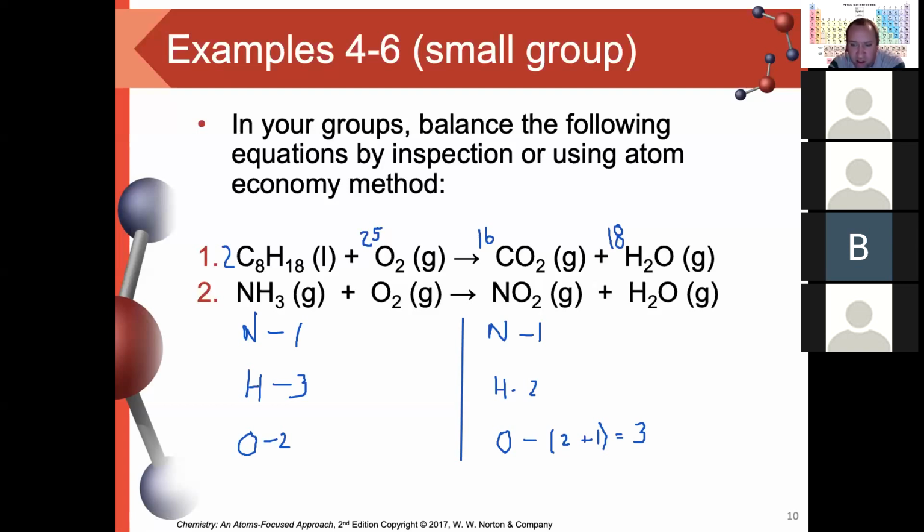And that leaves hydrogen and oxygen. Now, hydrogen is only in 1 molecule each. It's in water on the product side. It's in the ammonia on the reactant side. That's going to be the easier of the two to balance. To balance it, I'm going to need a lowest common multiple between 2 and 3. Lowest common multiple between 2 and 3 is 6. So I need to get 6 hydrogens, which means I'm going to need to triple the water and double the ammonia.